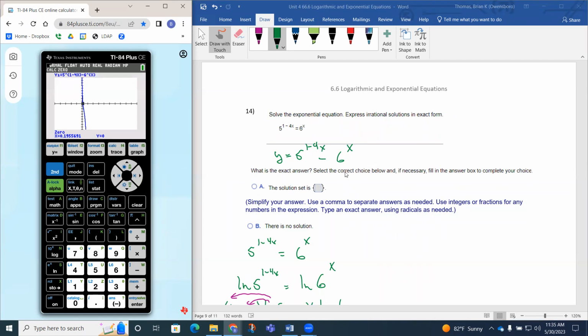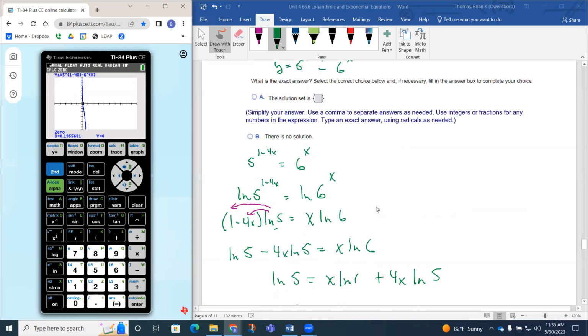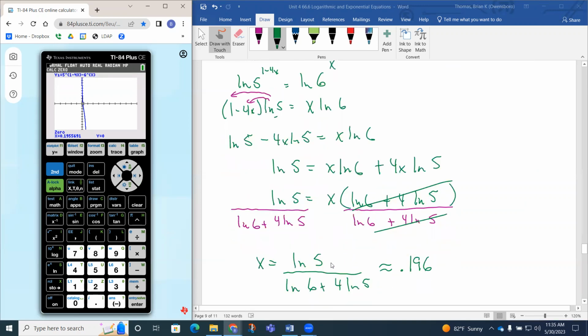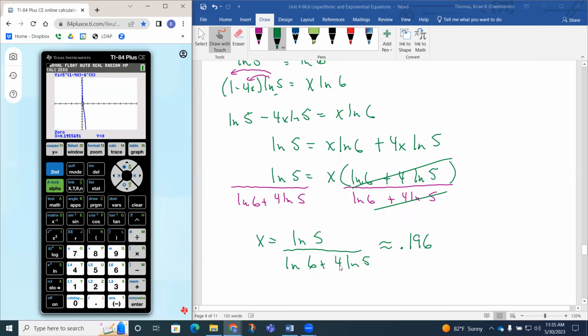But again, they asked for the exact answer. So this would be the exact answer. Notice that this does represent an irrational number. So remember, logarithms that you cannot take the log of are just like square roots that you cannot take the square root of. They represent irrational values. And all we can do is change them to decimals.